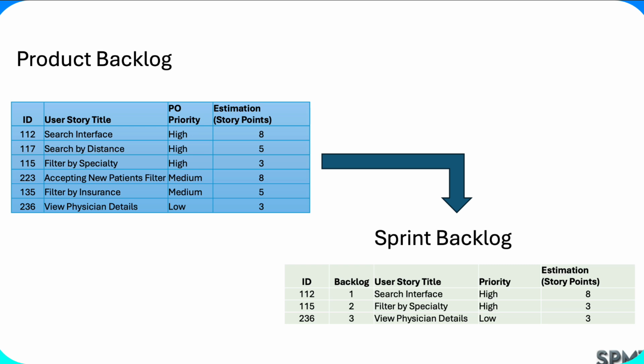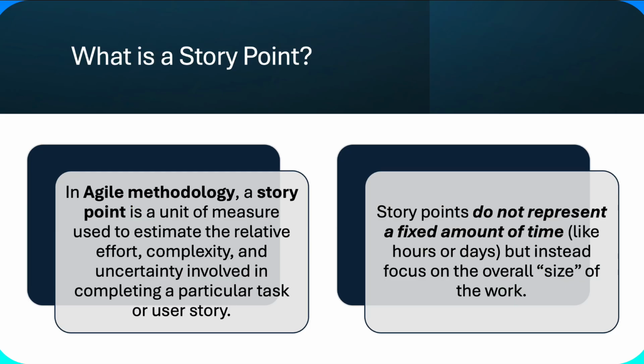So, what is a story point? This is really important, and this is a very, very common mistake. There's a lot of confusion when I've gone into organizations about what a story point is and how to use it. So let's really bear down and spend some time talking about a story point. In Agile methodology, a story point is a relative measure of effort, complexity, and uncertainty that's involved in completing a particular task. What it is not is a representation of time.